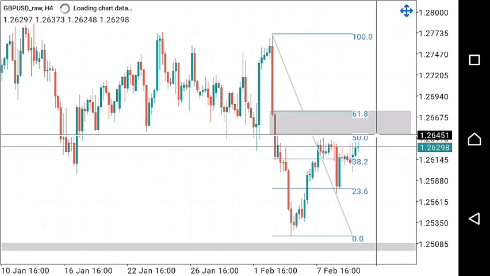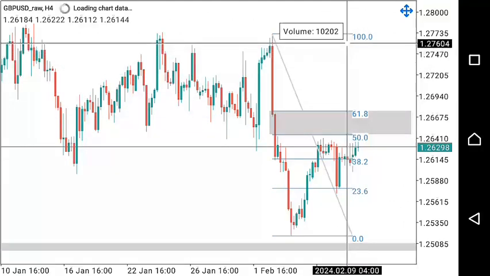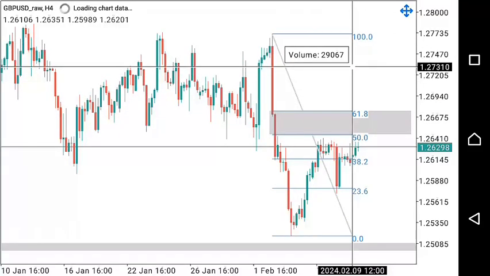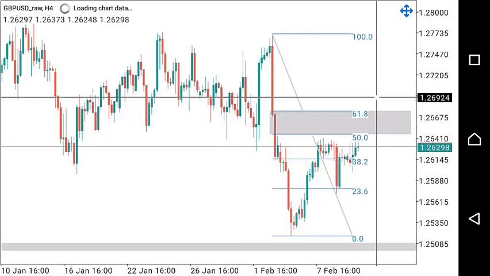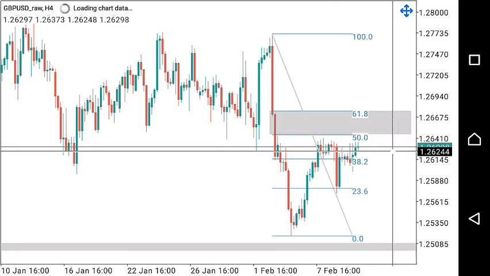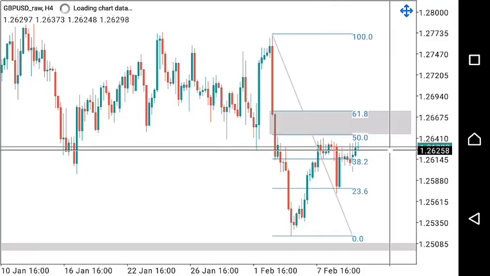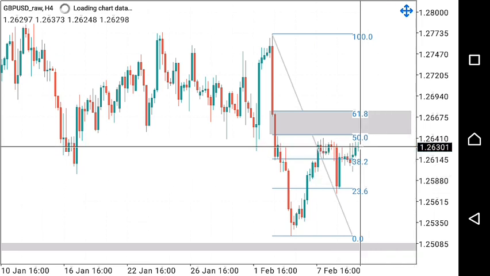From 1.26400 or 1.26500 upward should be the premium zone area. Once price gets to the premium zone area right here, we should be expecting a bearish price action to sell to the downside. So pound USD is one of the pairs that I'm looking forward to trade next week.